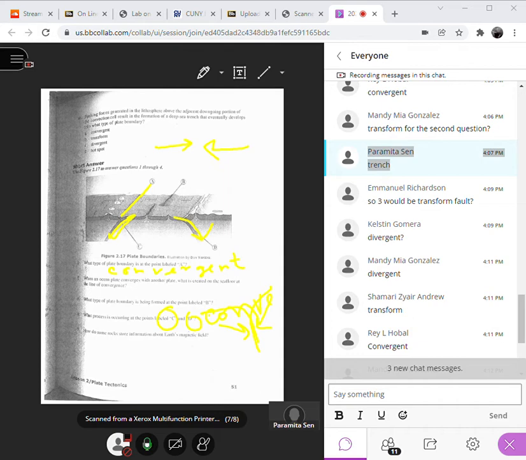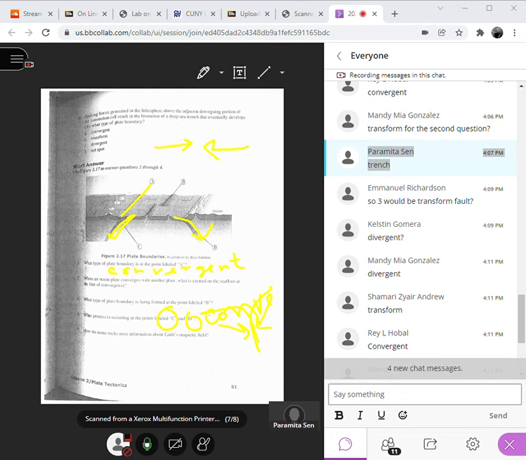Okay. The last question is, how do some rocks store information about the Earth's magnetic field? So here is the answer. Some rocks means basalt, which has the mineral magnetite. Okay. Basalt has the mineral magnetite.